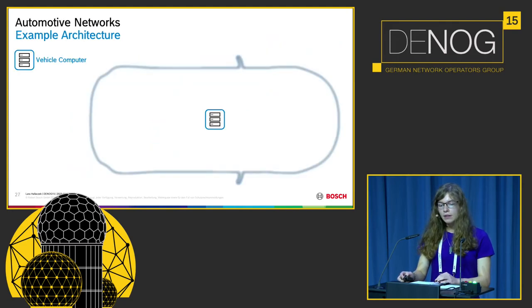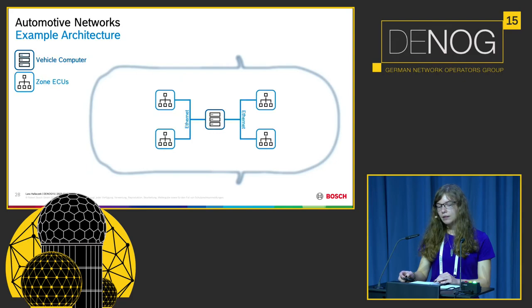OK. So now that we have had a look at all of this, let's sum it up by building our own example architecture. Let's build a modern architecture. So we start with a vehicle computer. And we want a zone architecture, so we add some zone ECUs. For this example, we'll use four zones. They are connected via Ethernet to the vehicle computer. Because this is our backbone network, we need a lot of bandwidth here.